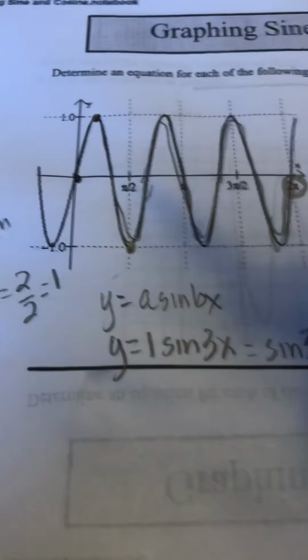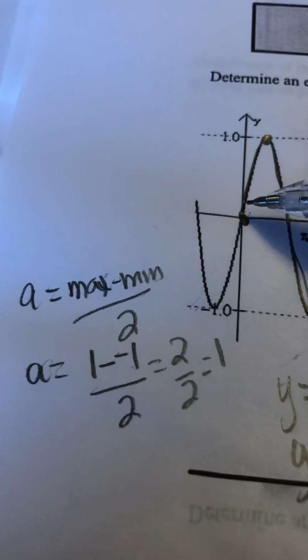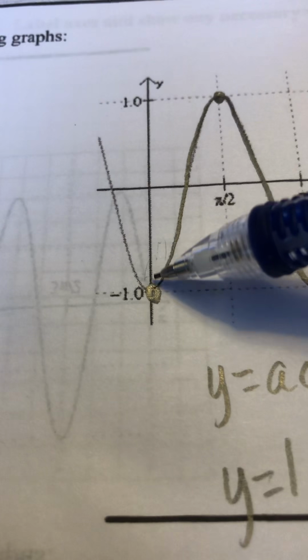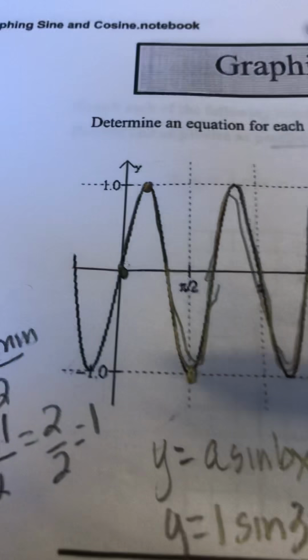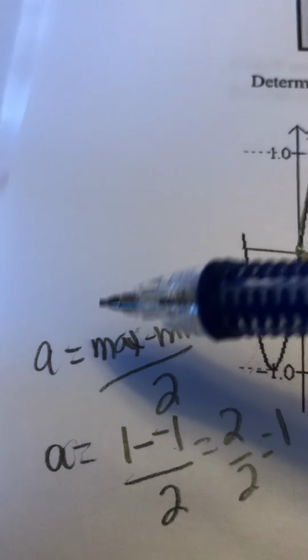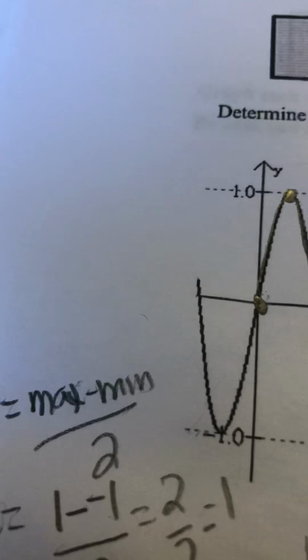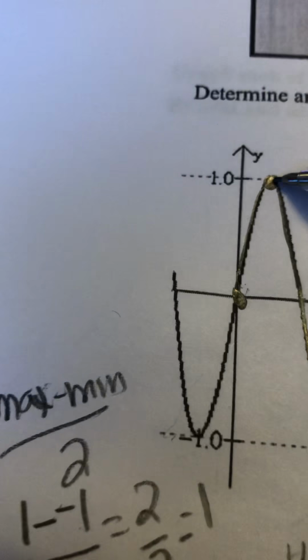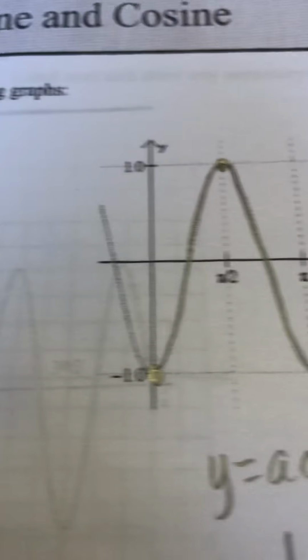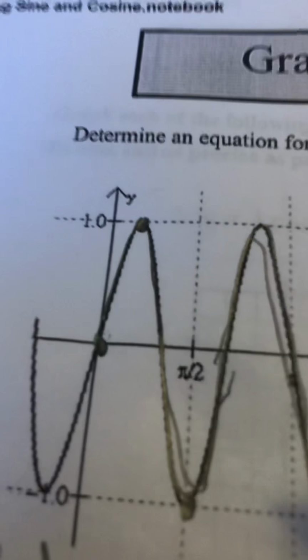Okay, so again, the steps. Is it sine or cosine? Look at your y-intercept. Middle is a sine curve. Max or min is a cosine curve. Second step, find your A value. A is going to be max minus min over 2. It doesn't matter if you're sine or cosine. Max y, min y. Max y, min y. And then B is how many curves do we see in 2 pi?